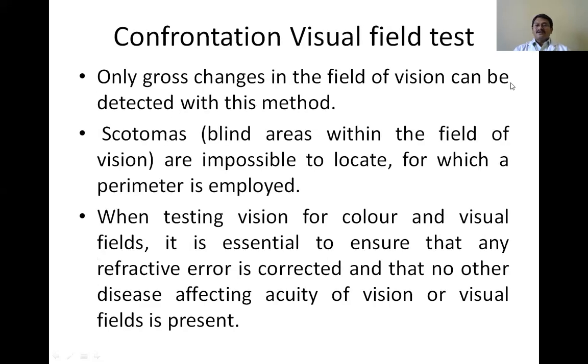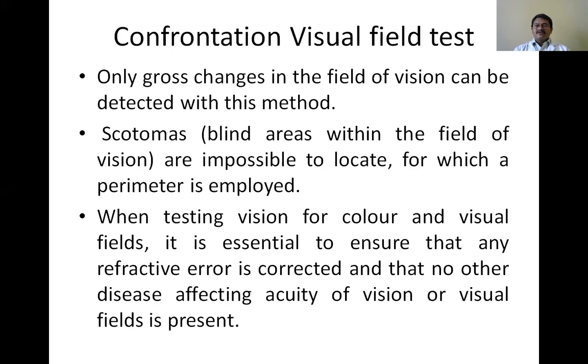With this test, you can only detect gross changes in the visual field, which is the limitation. Another thing: the examiner's visual field must also be normal. Scotomas are impossible to locate. If you have any suspicion, then you have to use perimetry. And whenever you are testing for color and these things, the refractive error should be corrected.